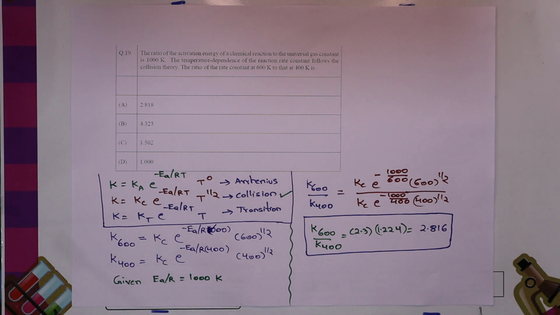Let us discuss the chemical reaction engineering problems asked in GATE 2024. Question number 19 states that the ratio of activation energy of a chemical reaction to the universal gas constant is 1000 Kelvin. The temperature dependency of the reaction rate constant follows the collision theory. Therefore, you have to find the ratio of the rate constant at 600 Kelvin to that at 400 Kelvin.